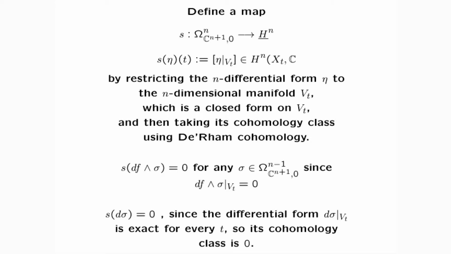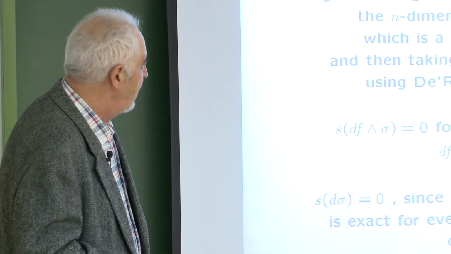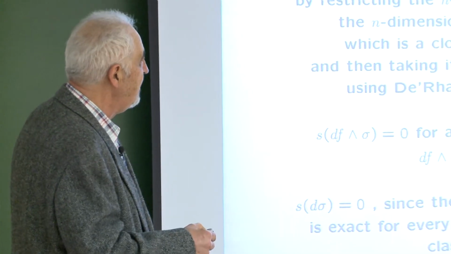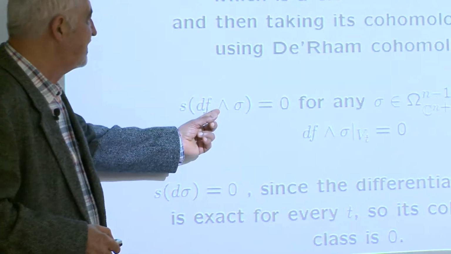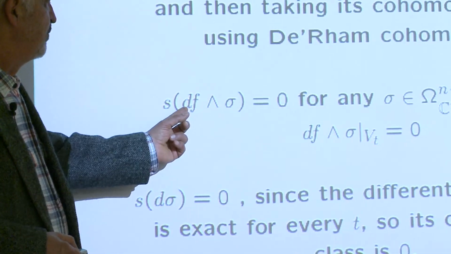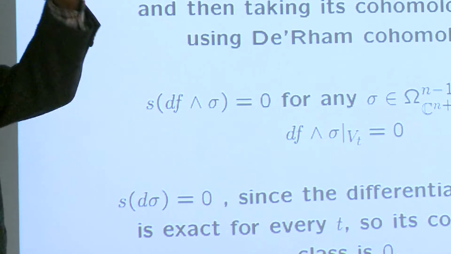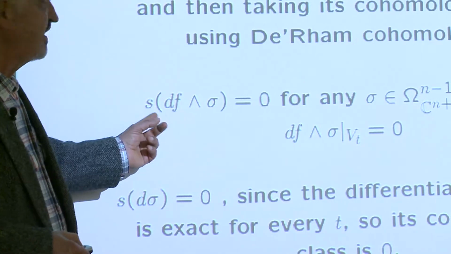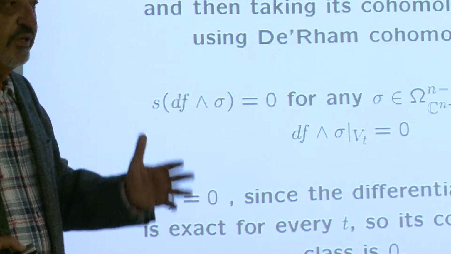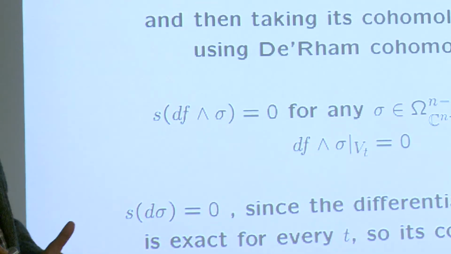So restrict the n differential form to the n-dimensional manifold, which is a closed form, and then take its cohomology class using the de Rham cohomology. And so this is the map. Now, if you do df exterior with sigma, df vanishes on the fiber. So this is identically equal to 0 because it's tangent to the fibers.